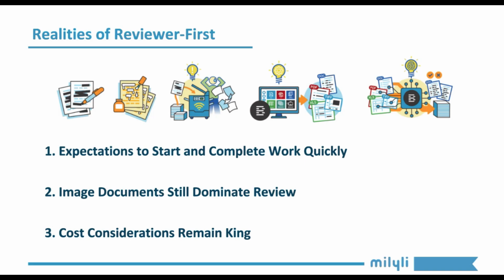Additionally, we understand that image documents still dominate review. Now, out of the documents that have been redacted with blackout, over 50% of those were images. So with that in mind, we wanted to introduce powerful features to help you efficiently redact those images. Lastly, we know that cost considerations remain king. So with these new features, we help you save time, reduce the amount of effort put into image review, and get to the QC stage even faster. That means that you can spend the time saved elsewhere and save money while you review images quickly and efficiently.